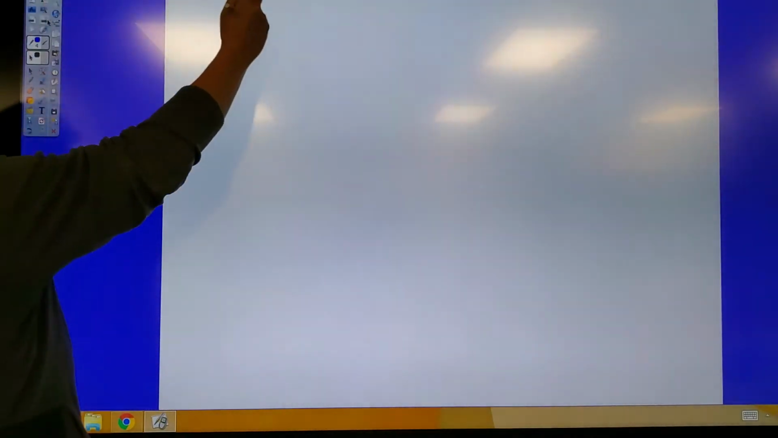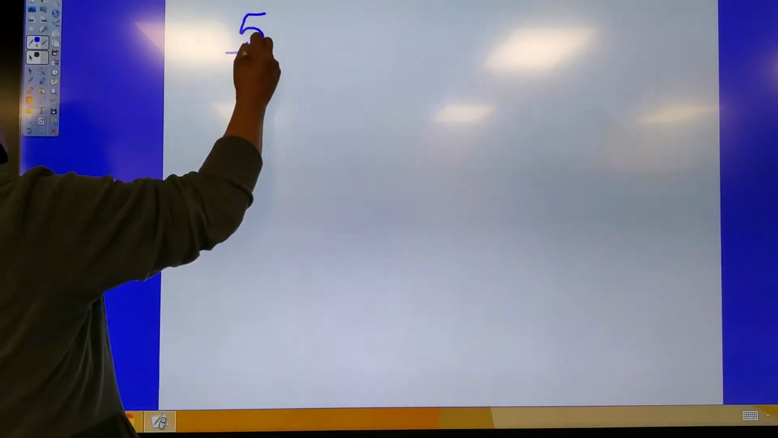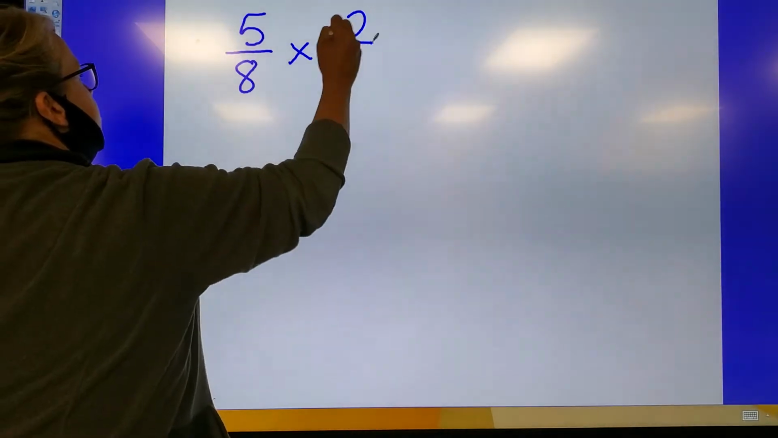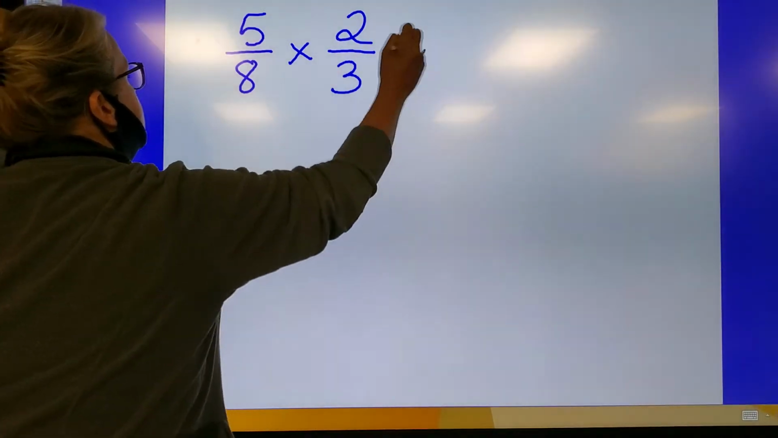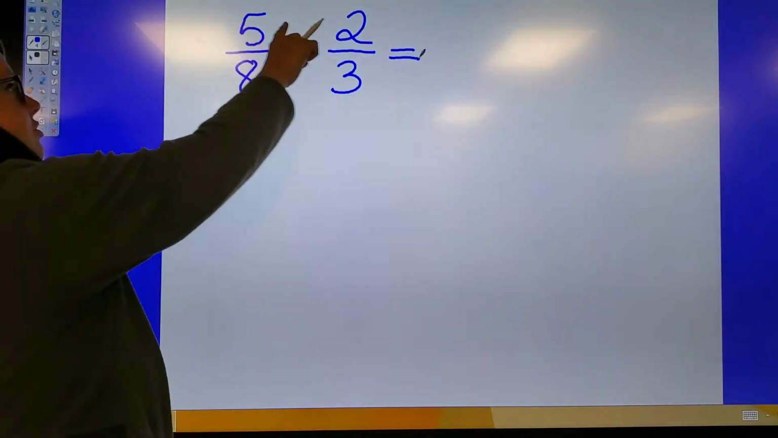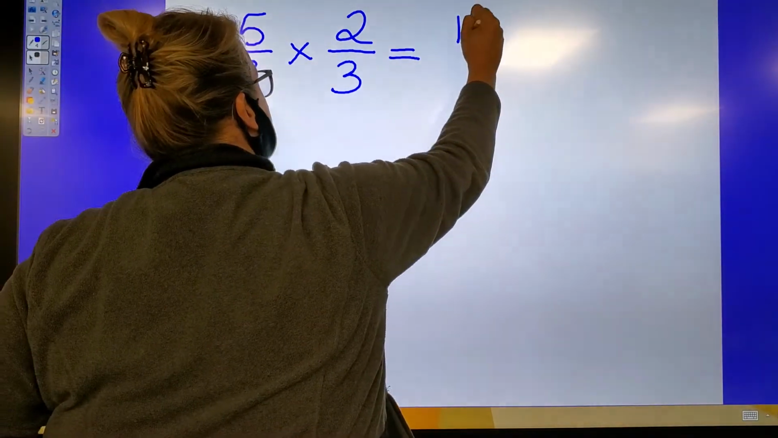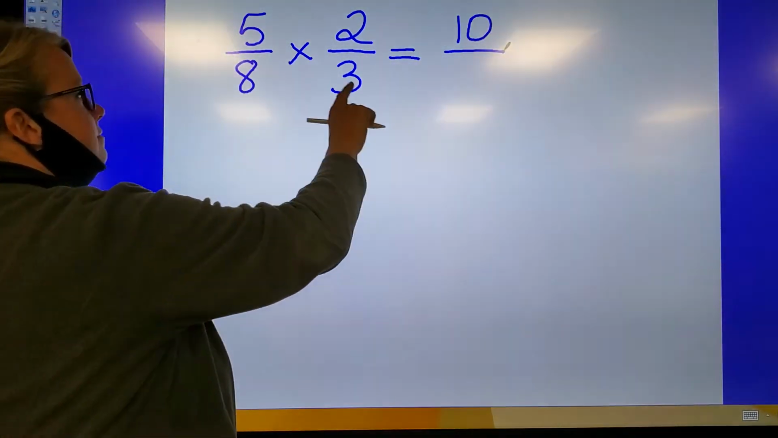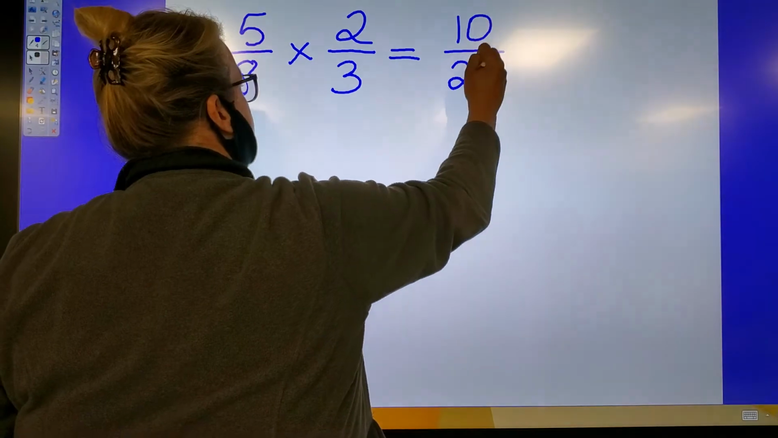5/8 times 2/3. 5/8 times 2/3. Everybody be writing that down. So again, you should be multiplying straight across. So we're going to do 5 times 2, which is 10. And we're going to do 8 times 3, which is 24.